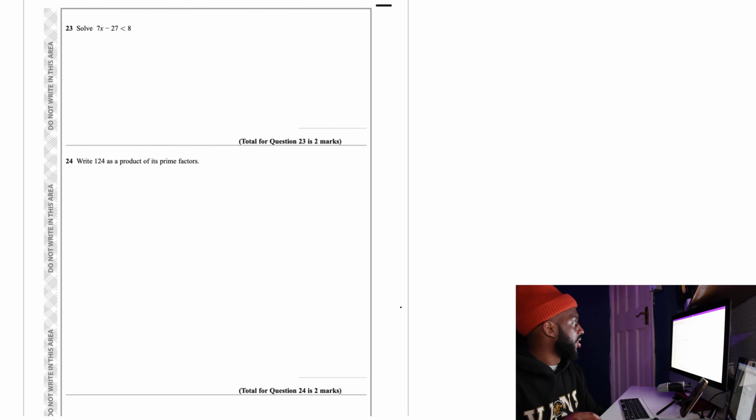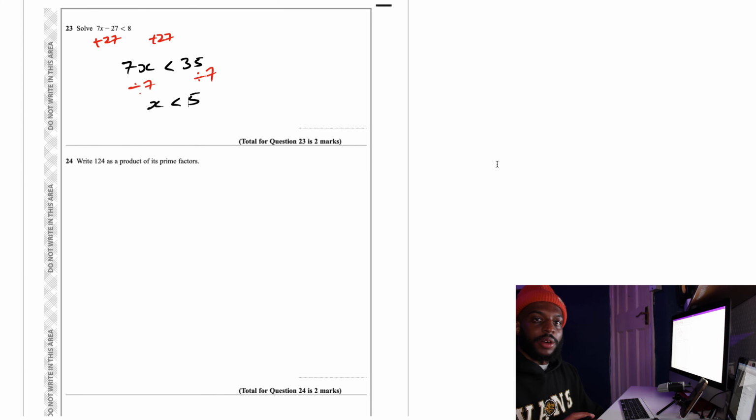Solving inequalities. So we solve them very similar to the way we solve equations. There are a few things that could be different, when sometimes we have to flip the sign, but I don't think we do in this case. So first step is going to be to add 27 to both sides. Add 27 there, add 27. That's going to give me 7x is smaller than 35. Then at this stage we divide by 7 on both sides to keep it balanced. So x is less than 5. And that's it.